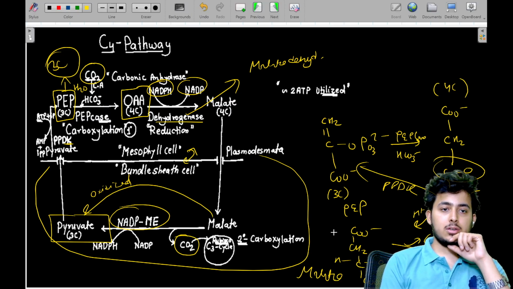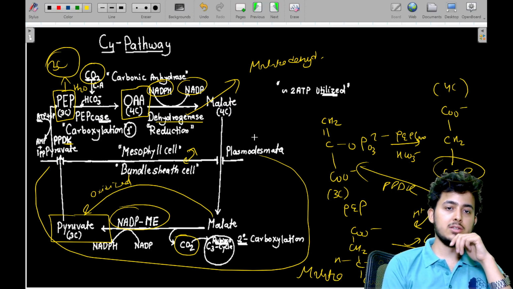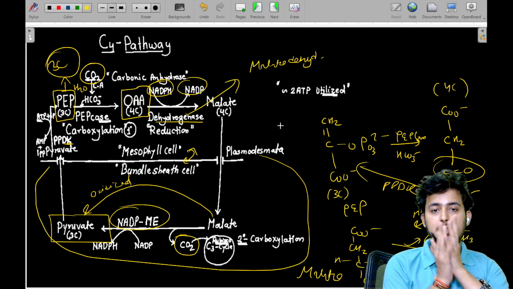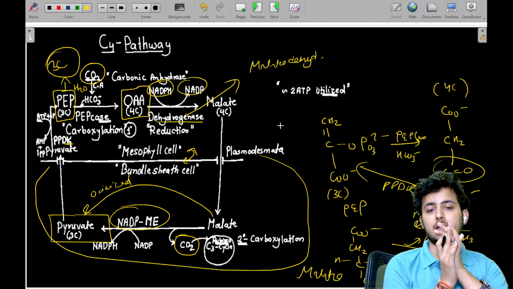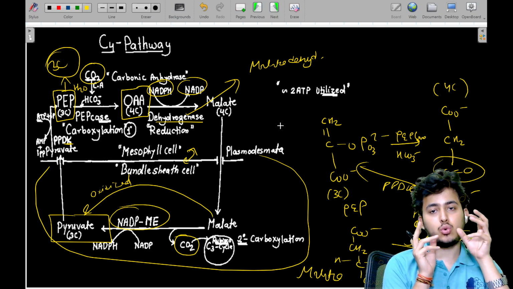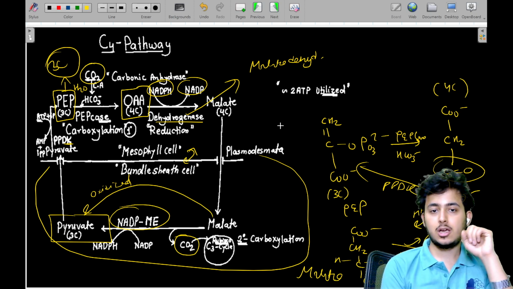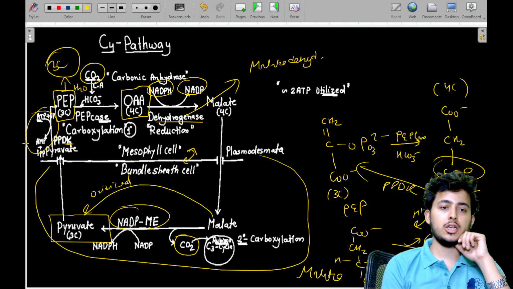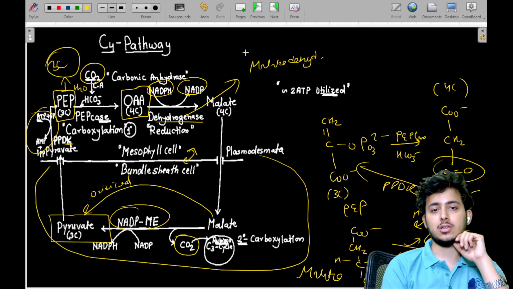Now you can ask me, sir, how many ATPs are being consumed in the process. The answer is that to avoid the problem of photorespiration and to maintain a C4 cycle, you need at least two ATPs to be utilized. You can ask, sir, but there is only one ATP hydrolysis. So let me tell you in detail.